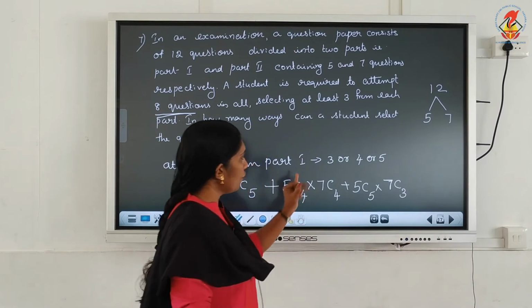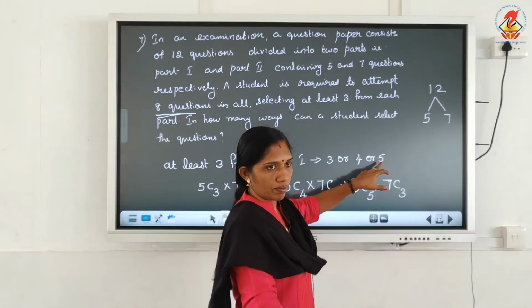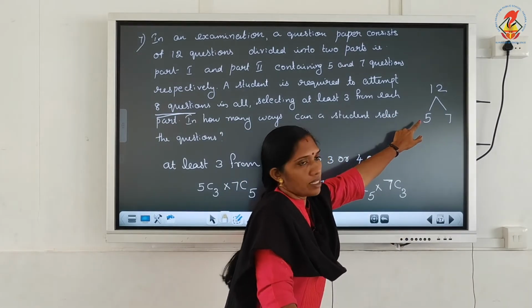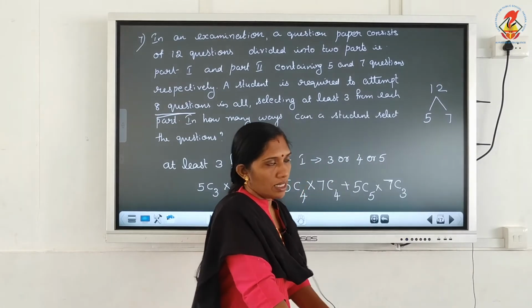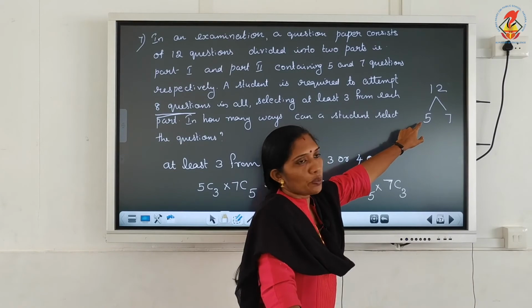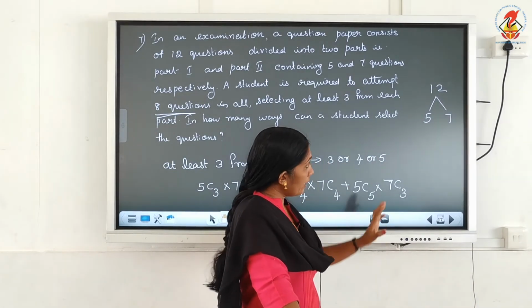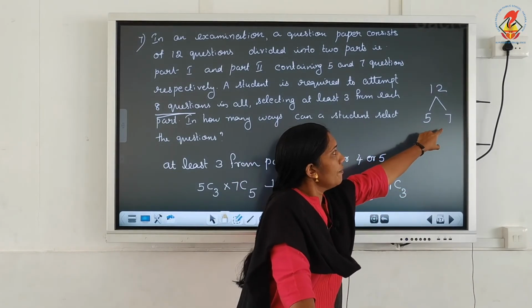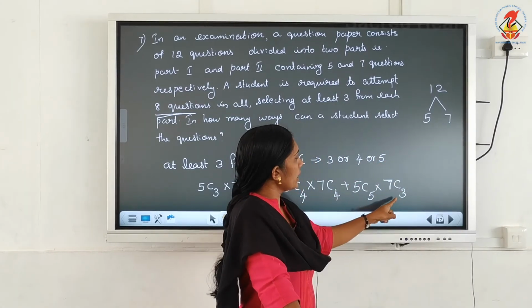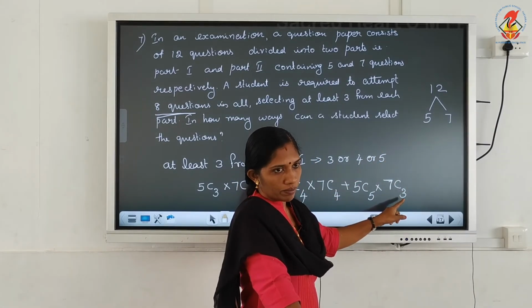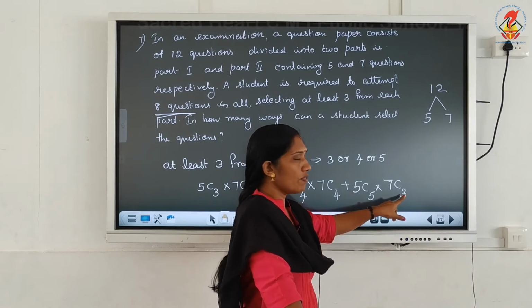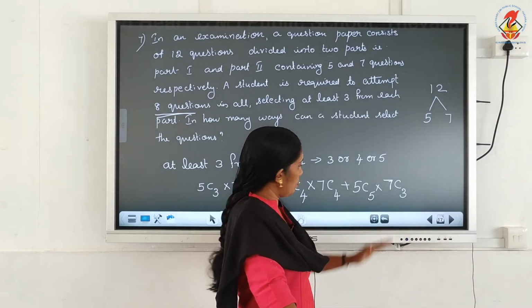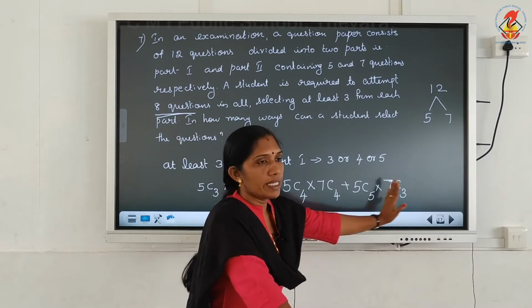So 3, 4 or 5. Maximum 5 questions in this part. Then we can't write 6, isn't it? Since only 5 questions in part 1. And at the same time, from the second part also at least 3. If we write a larger number here, then this will be 2. That is also not possible. So these are the possible cases.